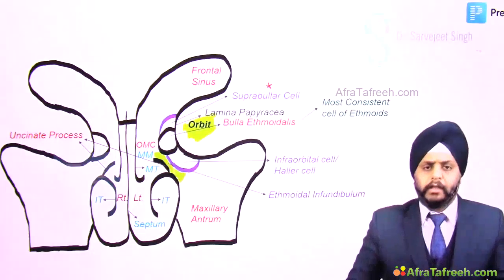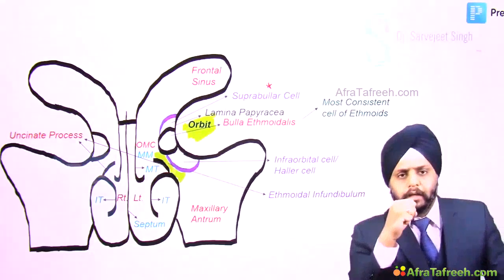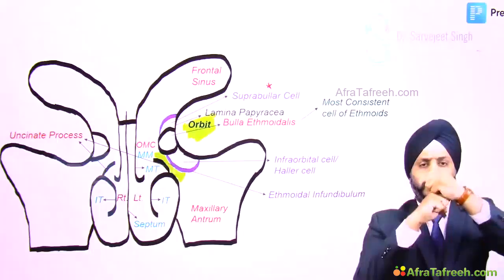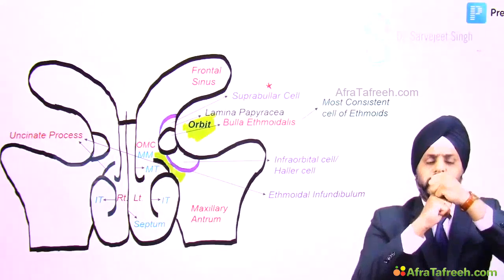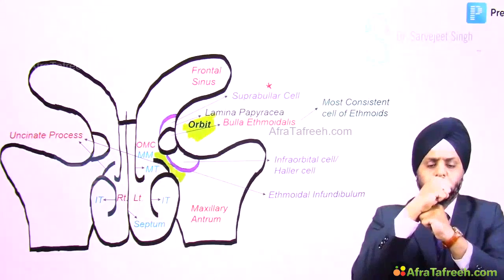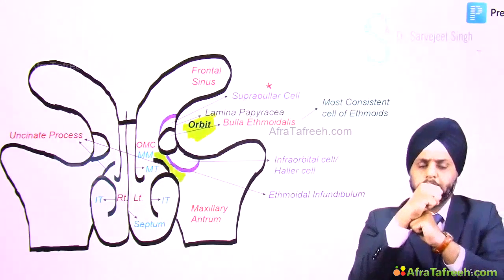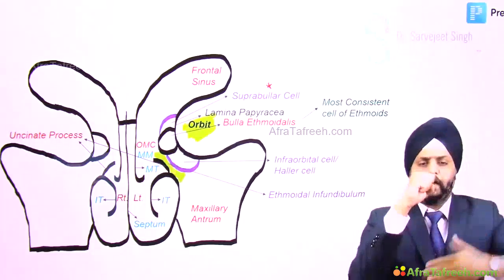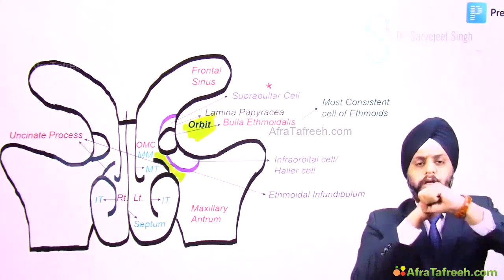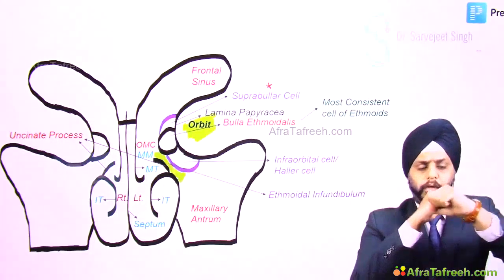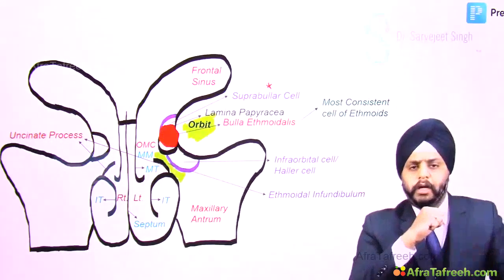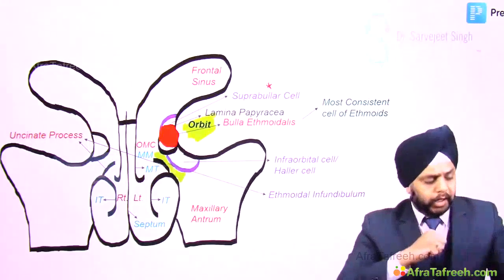Now we have seen the cells. Let me say that this is the bulla ethmoidalis, and I put my hand above it, so that is the suprabullar cell. If I put my hand below it, this is the infraorbital cell or Haller cell. So now we have seen in one plane. Now there can be a cell which is anterior to the bulla. So let me draw over here. There is a cell that I have drawn anterior to the bulla.